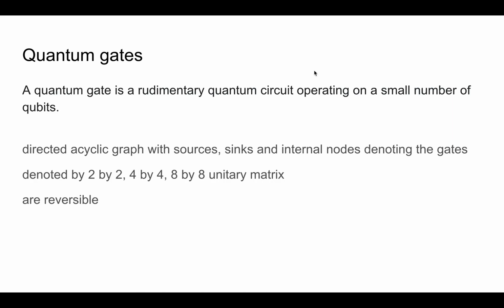A quantum gate is a rudimentary quantum circuit operating on a small number of qubits. It's a directed acyclic graph like the Boolean circuit, with sources, sinks, and internal nodes denoting the gates. It's denoted by a 2x2, 4x4, or 8x8 unitary matrix. One interesting thing about quantum gates is that operations are reversible, which may not be the case for classical circuits.